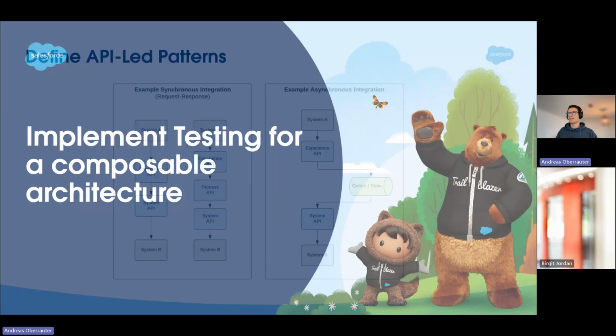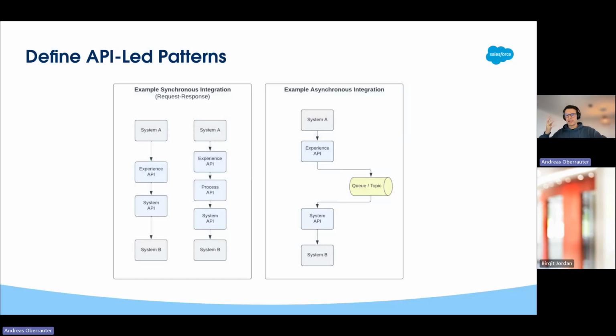So what I usually take as a base are the patterns which we use in order to design our integrations. In this example, I chose only two patterns. I have the synchronous integrations on the left-hand side. So on the left side, we have all those synchronous integrations, which are basically just request-response. And on the right side, I have an example of asynchronous integrations.